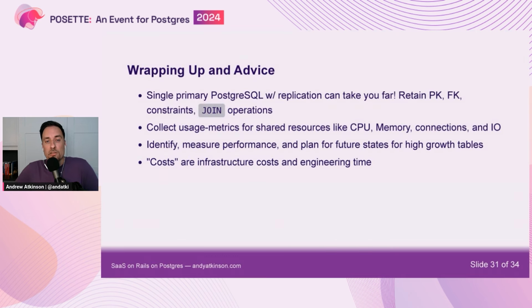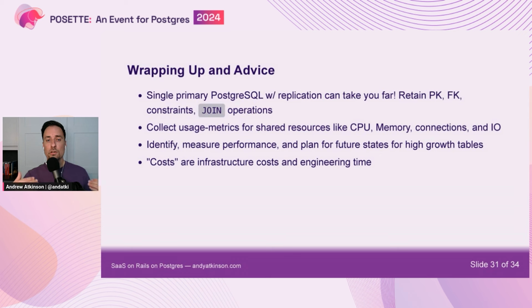So let's wrap things up here, and I can provide a little bit of generic advice. With single instance or single primary Postgres with replication, we can take things very far in terms of scalability. And the benefit there is we retain all the normal functionality with primary keys, foreign keys, join operations. And these days, it's possible to get quite large instances with CPU, cores, memory, I/O operations.